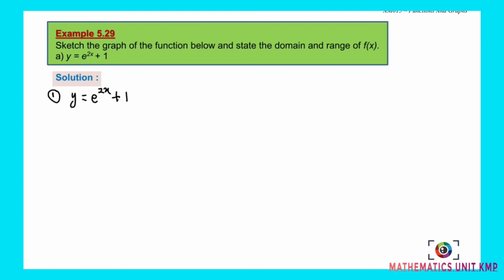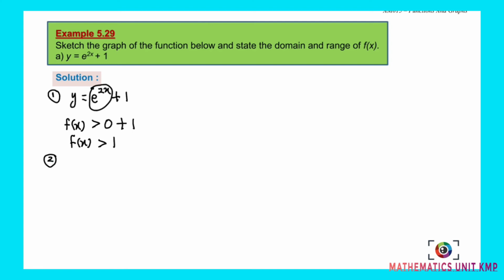Okay, you know already this value must always be greater than 0. Understand? So f(x) must always be greater than 0, but here ada function, so plus 1. So automatically f(x) must always be greater than 1. The horizontal asymptote is at y equal to 1. Understand?